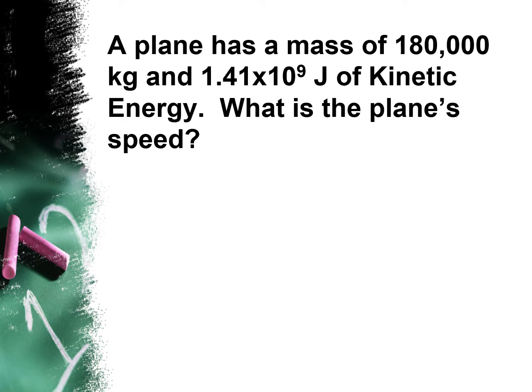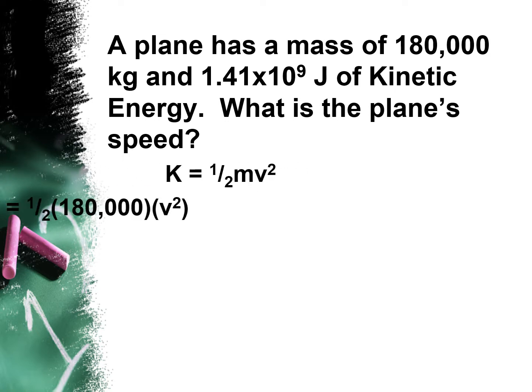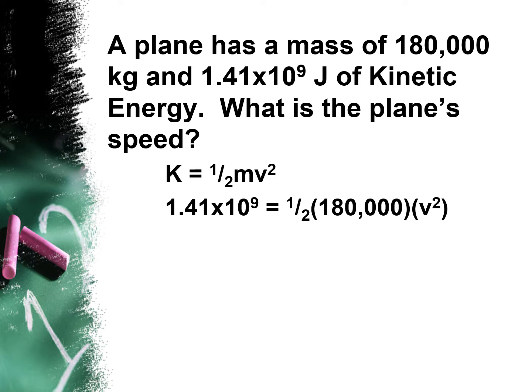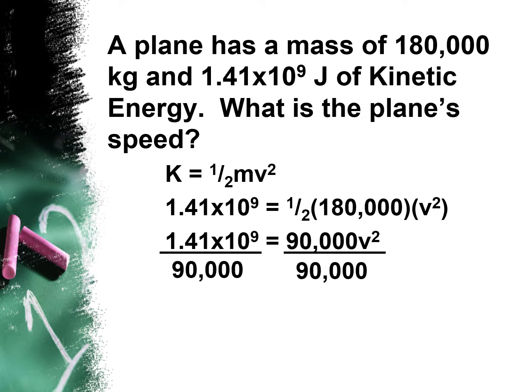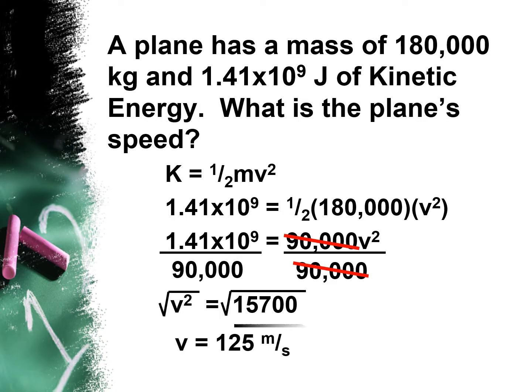In this problem, it says a plane has a mass of 180,000 kilograms and 1.41 times 10 to the 9th joules of kinetic energy. What's the plane's speed? We use the equation kinetic energy equals 1/2 mass times velocity squared. Go ahead and plug in what we know: 1.41 times 10 to the 9th for the kinetic energy, and half of 180,000 gives me 90,000. We divide both sides by 90,000, and then our speed squared is going to be equal to 15,700. We square root both sides, and that gives us our speed of 125 meters per second.